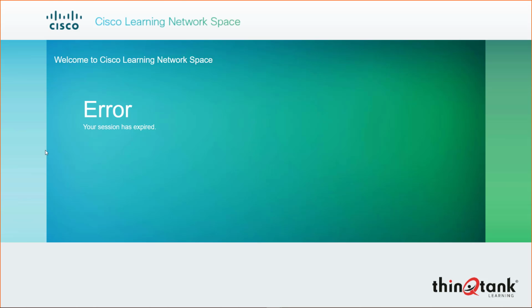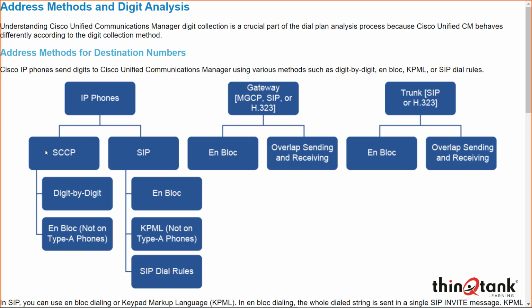Now, there are other ways to handle how Call Manager does the digit collection. Digit collection seems like a basic concept, but it is really critical in how we analyze the dial plan because Call Manager is going to behave differently depending on how the digits are collected. Digit by digit is one option. N block is another option. KPML is another option, and so on.